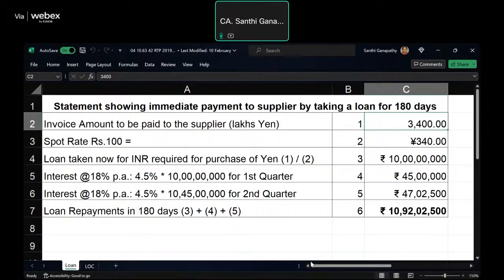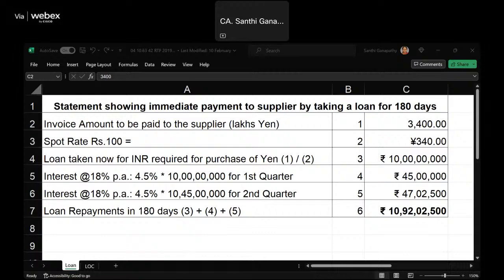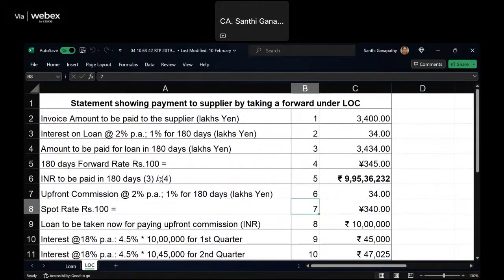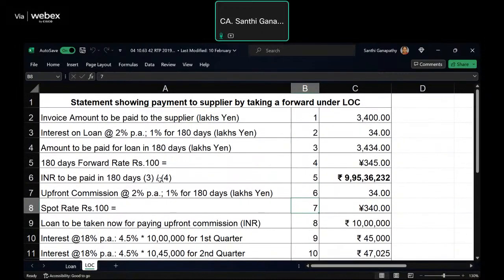You have another option. The company has also an offer from the Osaka branch of an India-based bank extending credit of 180 days at 2% per annum against opening of an irrevocable letter of credit. So in that case, let's see what we do. What is the invoice amount to be paid? What will be the interest on the loan? How much should be paid in 180 days? This is again a 180 days forward rate. So what is the INR to be paid?